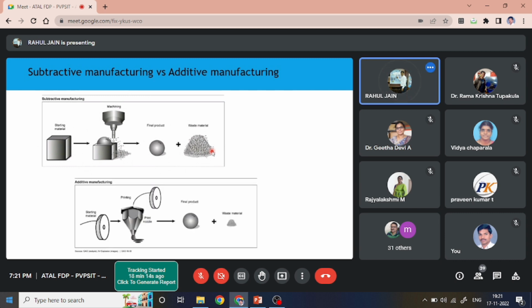But what happens in the case of the additive manufacturing process is this. You have a starting material and you print it layer by layer, right? So if I slice this sphere into maybe hundreds or 200 layers, I'll print each layer one upon another. Because of this, the material wastage would be very less. And thus making a product layer by layer by layer is what is called the additive manufacturing process, right?